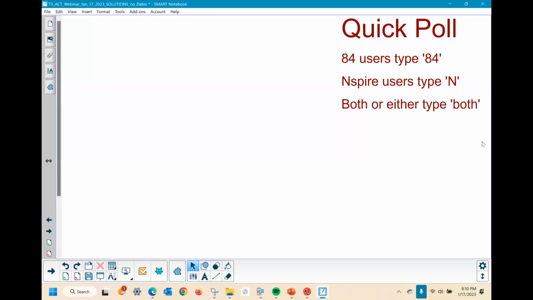Number of both. 84 is more common, but definitely a number of Inspire users as well. 84 is the most common, I would say. So I'm going to do a lot of things on the 84, but I also have screenshots of how to do it on Inspire.